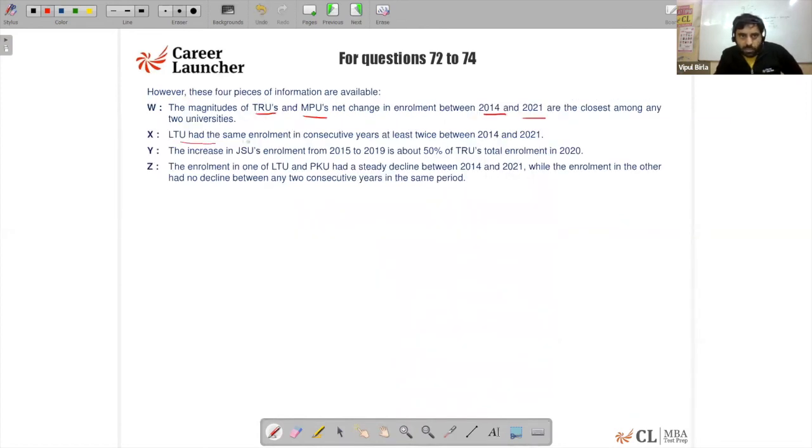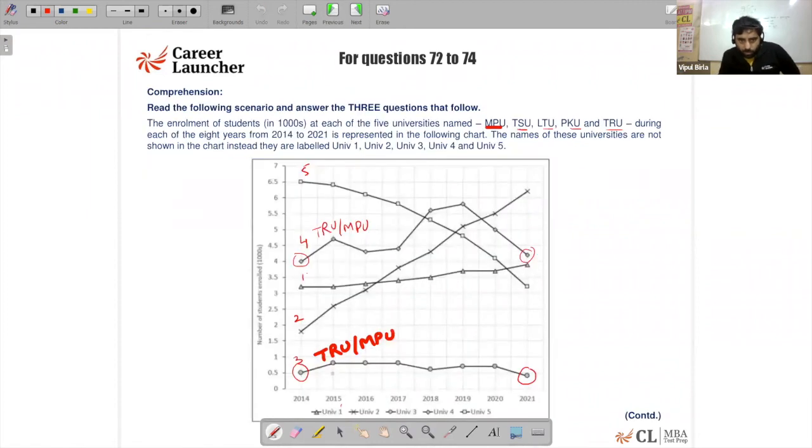LTU had the same number of enrollment in the consecutive year, at least twice between 14 and 21. LTU have same number. Okay. So when you talk about LTU, we are left with 1 to 5. If you look at this, it is the same in 2 years and this is also the same. For the other, this has not happened. So therefore we can say directly that 1 is going to be LTU, right? And TRU and MPU are among 3 and 4. So we can say 3 and 4 will be TRU and MPU.